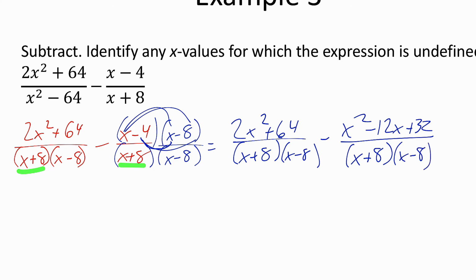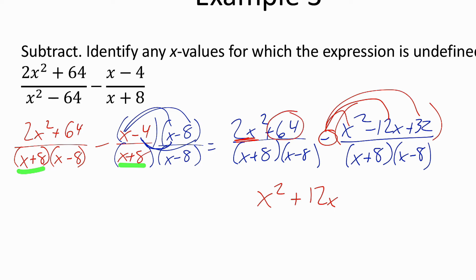So again, we've got a common denominator now. We can start adding things together. So looking at these, we've got 2x squared, and now we're subtracting everything in that second fraction. So if it helps you to put it in parentheses, it's like we subtract x squared. So 2x squared minus x squared is just x squared. Then we have no x to the first, so it's like 0x in this one, minus negative 12x. That's going to give us plus 12x. Then we have a 64 minus 32. So that's going to give us plus 32. All that over x plus 8 times x minus 8. Okay, now we've got them as one single fraction.